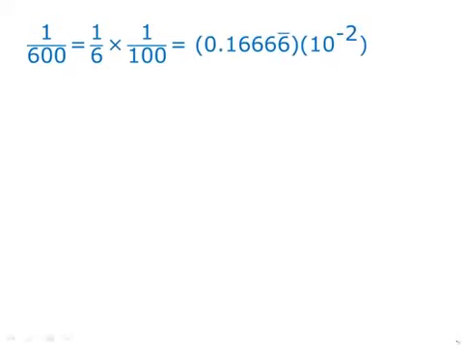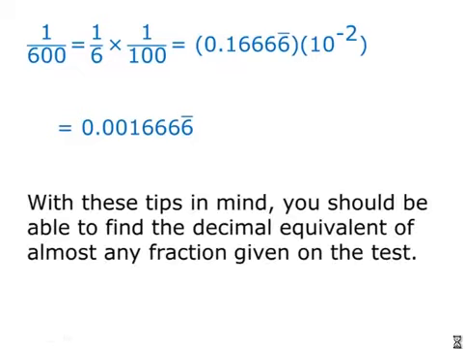1/600th. Well, of course, this is 1/6 times 1/100th. The 1/6 I know as a decimal, and 1/100th is 10 to the negative 2. That means slide the decimal place 2 places to the left. And so then this is 0.001666 repeating. That is the decimal form of 1 over 600. With these tips in mind, you should be able to find the decimal equivalent of almost any fraction given on the test.